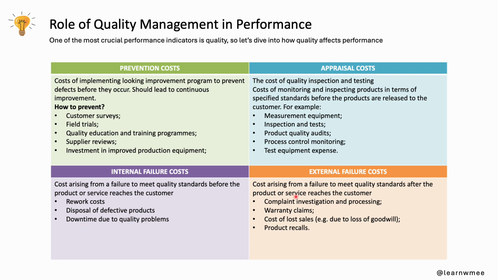External failure costs are costs arising from a failure to meet quality standards after the product or service reaches the customers. These include complaint investigation and processing, warranty claims, cost of lost sales, and product recalls, and these are called the costs of non-conformance. The modern-day theorists believe that there is no room for failure, hence spending on cost of conformance is imperative to avoid these costs.